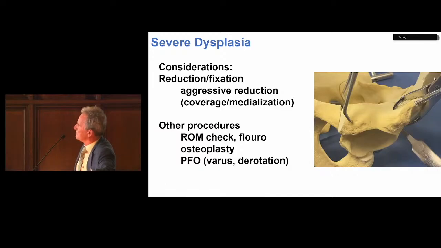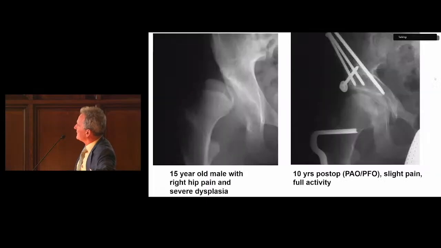And again, after we get our reduction, we're going to check things on fluoro, we're going to check our motion, and determine whether we need an osteoplasty or a proximal femoral osteotomy. So those are just a couple things to be thinking about in a hip like this.